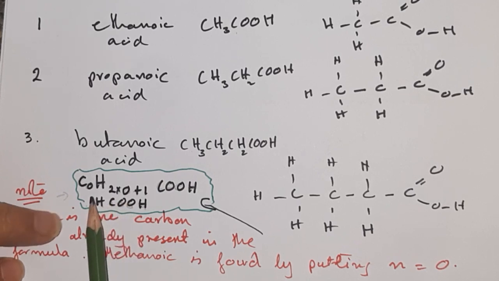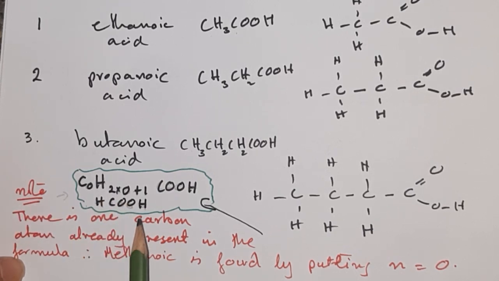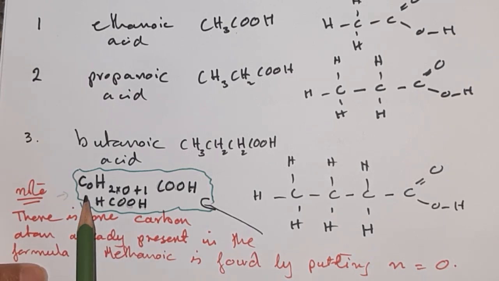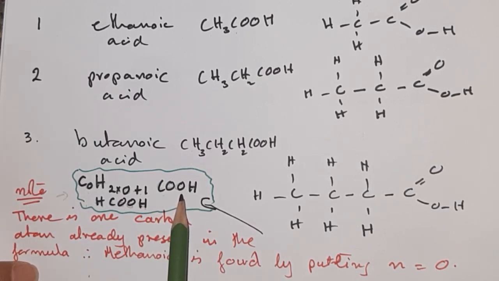Here n is going to be 0. There is 1 carbon atom already present in the formula. So methanoic is found by putting n is equal to 0. Now here I have written n is equal to 0. 2 multiplied by 0, 0 is the value of n, plus 1, COOH, which is already present in the formula.